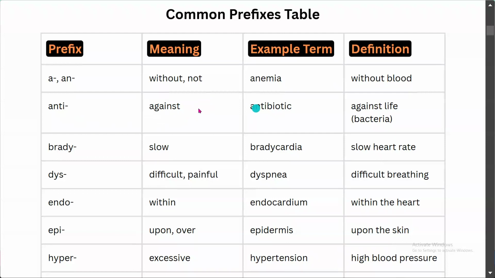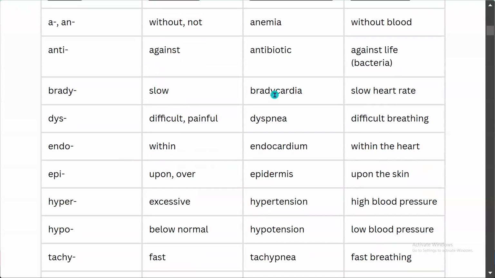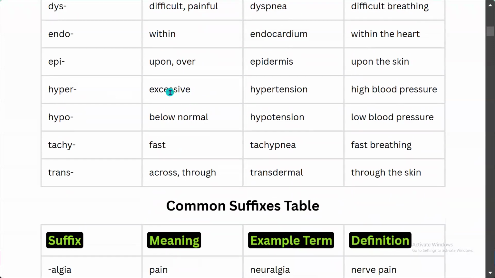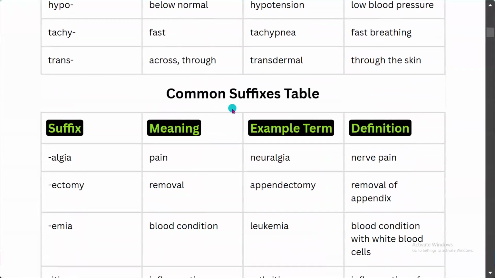So here the anti term is before biotic. Biotic means bacteria, or life, and anti means against, so that means against life, right? Another term over here, bradycardia. See here, cardia refers to the heart condition, and before it brady is given, that means slow. Like the way you can learn many more words.